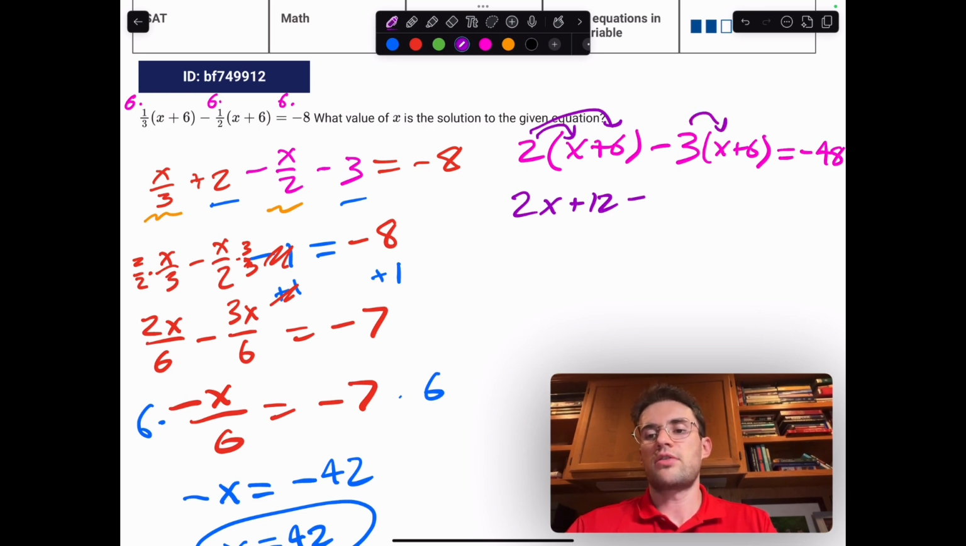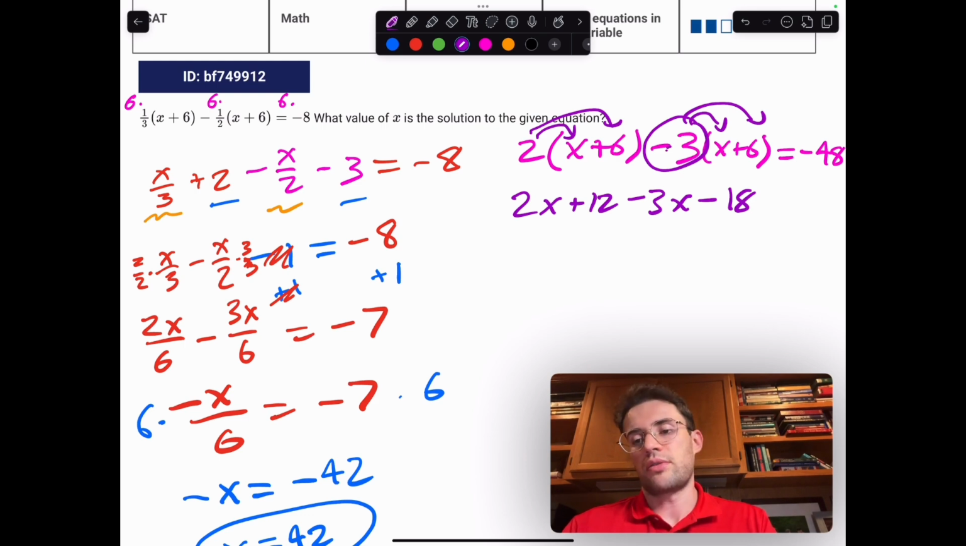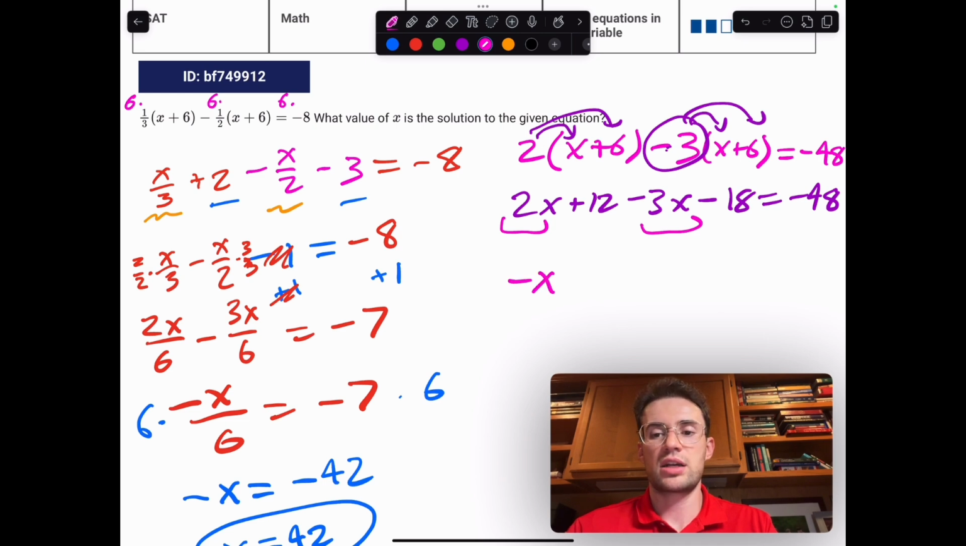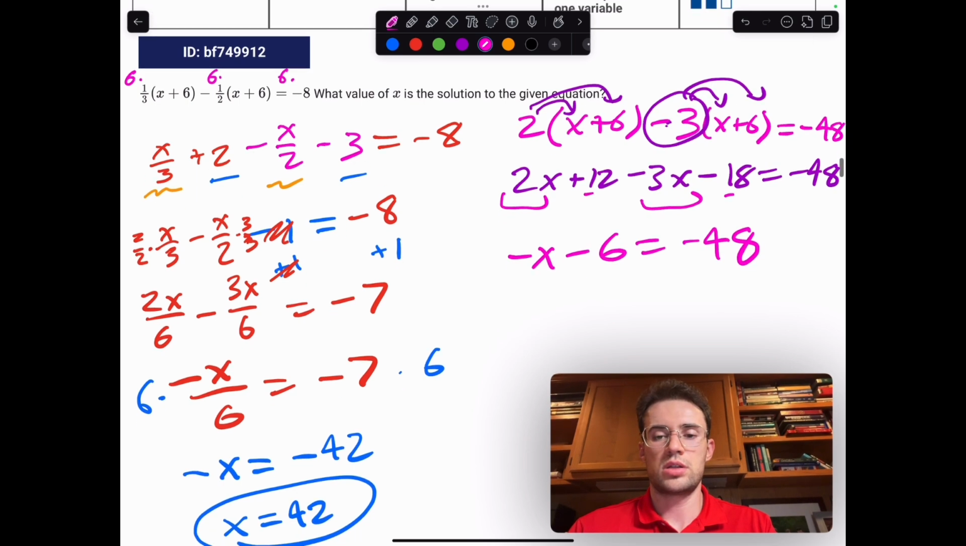Minus, and then -3. Again, you still have to distribute the negative to both. So -3 times x is -3x. -3 times 6 is -18. I think a lot of people will probably forget to distribute the negative to the 6. So just be careful with that. And that would be equal to -48. So we'd get 2x minus 3x is just going to be -x. 12 minus 18 is -6. Right, so we'd get -x minus 6 equals -48.